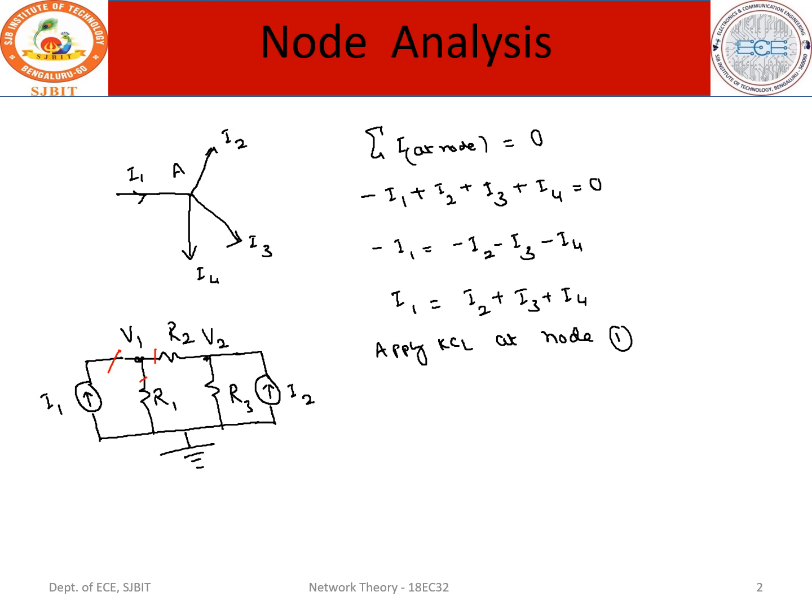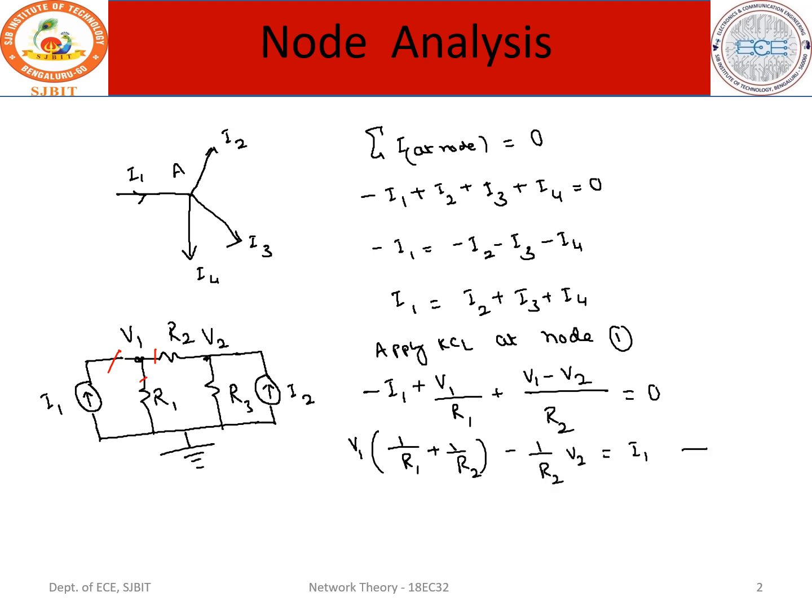Here the current I1 is entering the node, therefore we take it as minus I1 plus. What is the current flowing in this one? V1 minus 0 divided by R1, this is the 0 potential. V1 minus 0 divided by R1, that is V1 by R1, plus V1 minus V2 divided by R2, is equal to 0. When writing for node 1, you take V1 as the higher potential when compared to V2. Therefore you write V1 minus V2 by R2 is equal to 0. Then take the common factor V1, and you can write 1 by R1 plus 1 by R2, minus 1 by R2 times V2, is equal to I1. Call this equation 1.